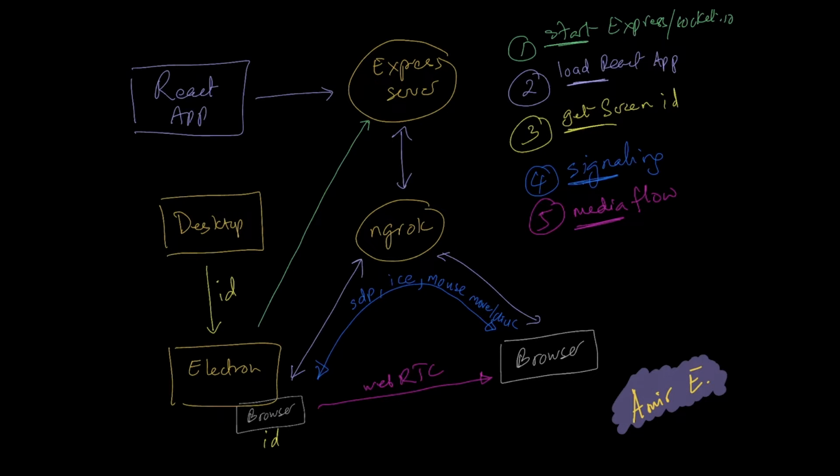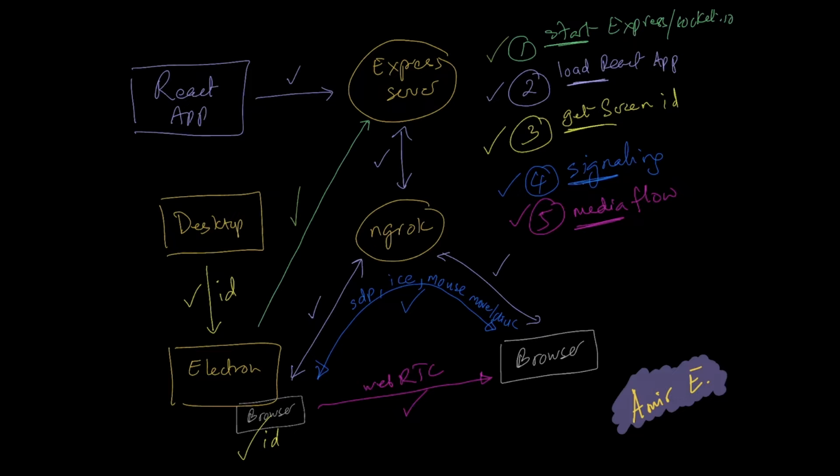Okay, so when the Electron app starts, it spins up an Express server with socket.io, and then it makes a request to the Express server to load the React app, and the client browser will also go through the same process. At this point, the Electron app gets the ID of the active screen and sends it to the browser, which is a renderer. Using this ID, the browser will call getUserMedia to obtain the stream of the desktop. When the client browser starts, it will exchange SDP and ICE candidates via the signaling server with the Electron app. And when all is successful, the media will start to flow. We will also be using the signaling server to send the mouse events like mouse move and mouse clicks.